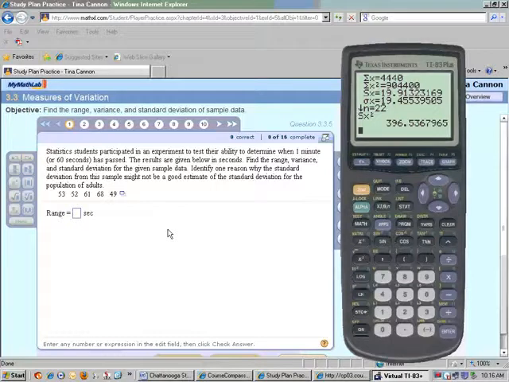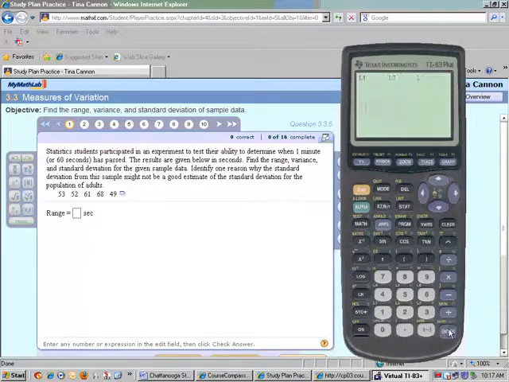Now, it says find the range, the variance, and standard deviation for the given sample. Identify one reason why the standard deviation for this sample might not be a good estimate of the standard deviation for the population. Okay, so first of all, it asks us to find the range. Well, we're going to take our calculator, and I'm going to push STAT, push enter. Now I'm going to move this set of values because I use this in some other examples.